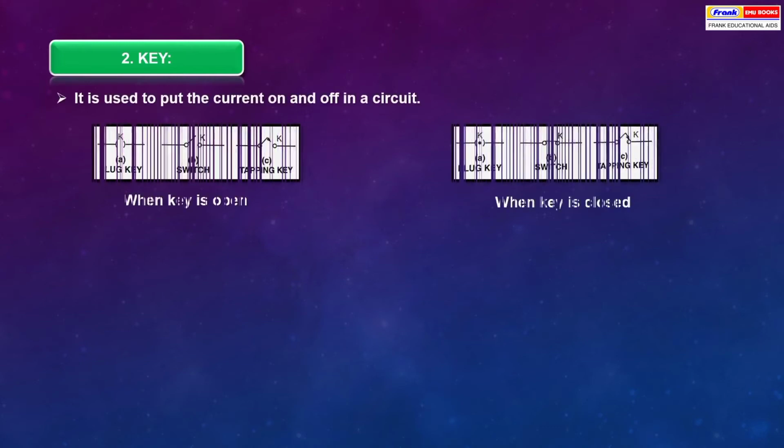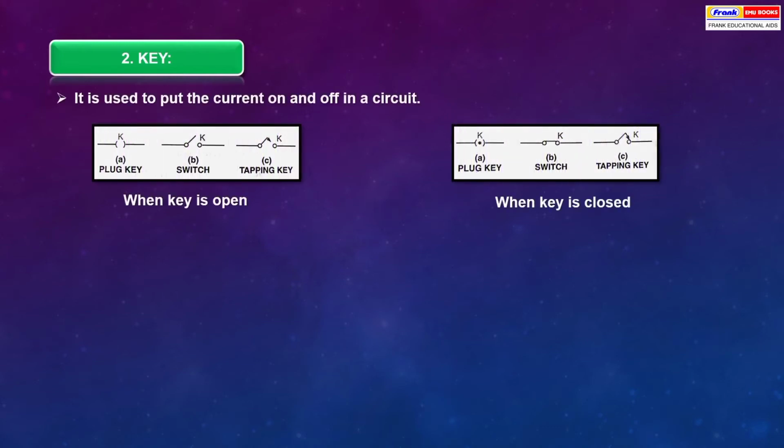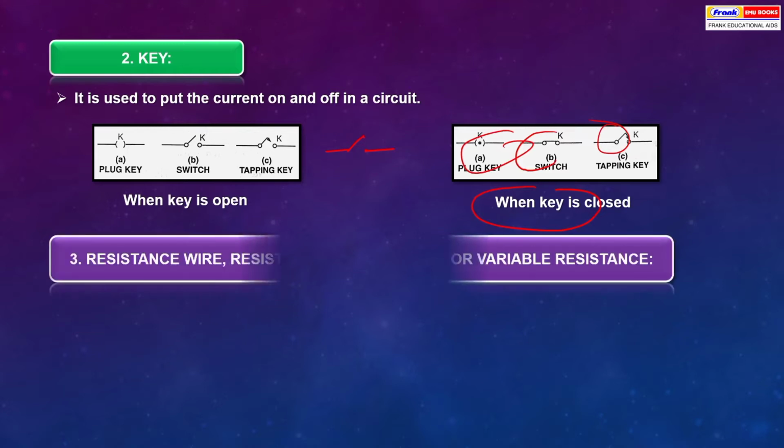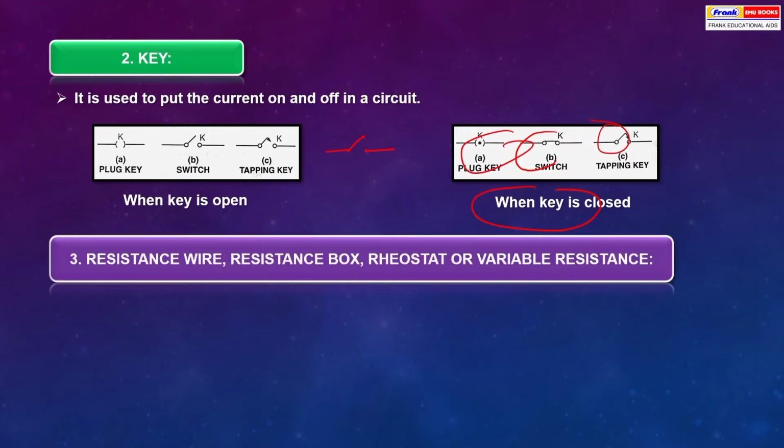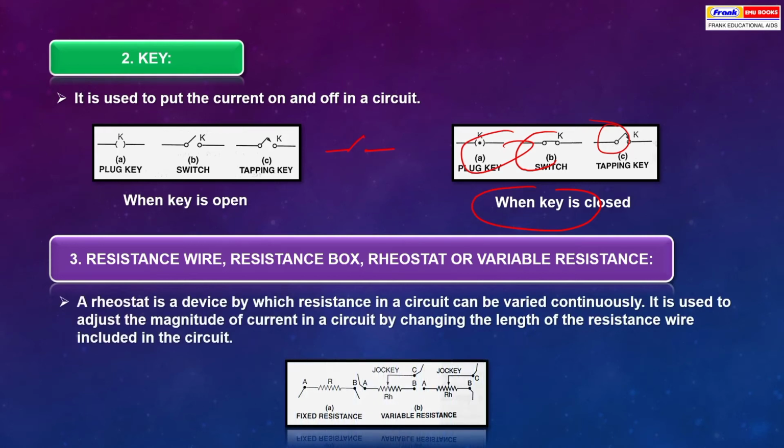Now the next diagram is for the key, or the switch. When the key is open, you have to make the diagram like this. When the key is closed, you have to make the diagram like this. For resistance wire, resistance box, rheostat and variable resistance, to denote them, you have to make the diagram like this. Then we have linked wire.